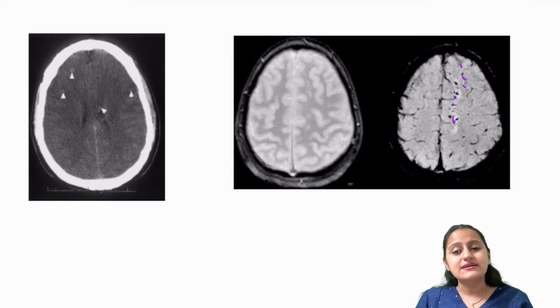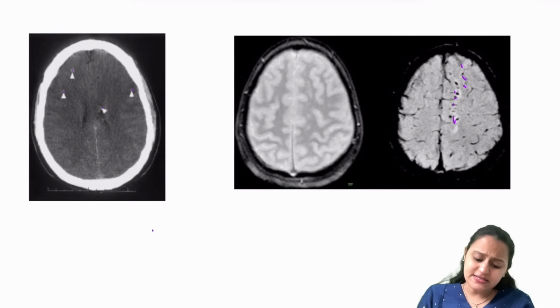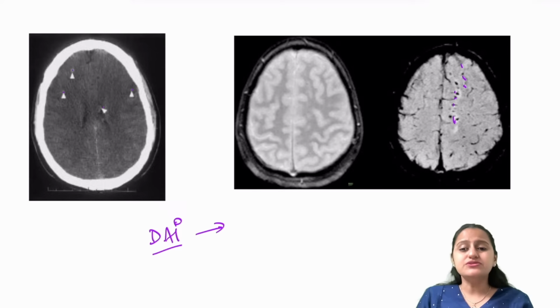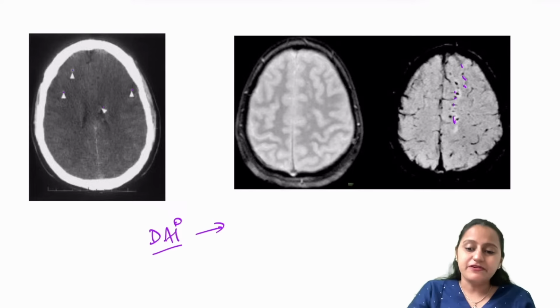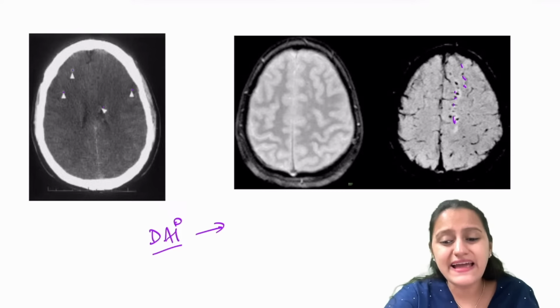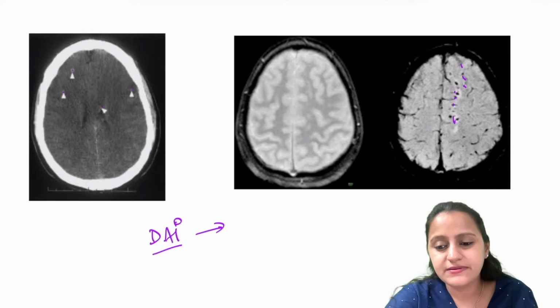Going to the next one, in a patient of trauma, if you see those tiny petechial hemorrhages, those black areas on SWI MRI, this is a patient of diffuse axonal injury. Okay, this is a patient of diffuse axonal injury. White means hyperdense.